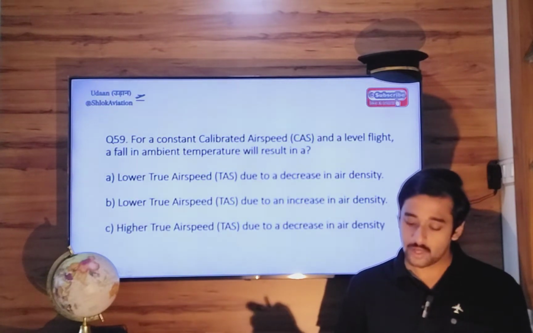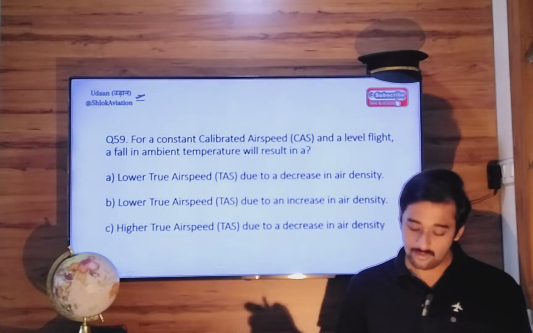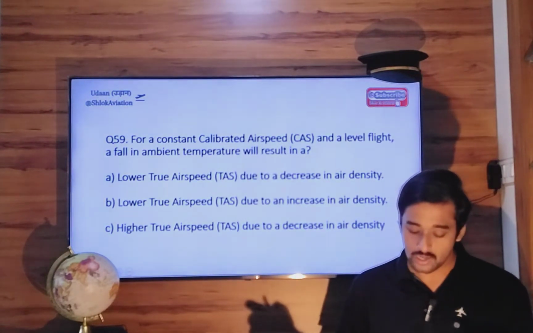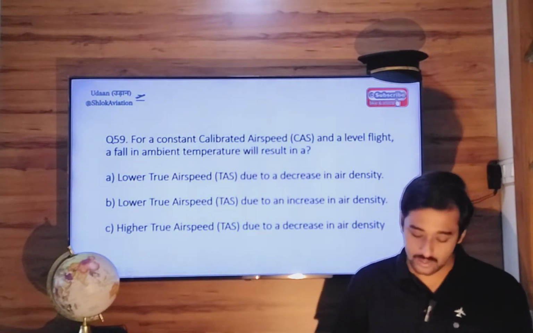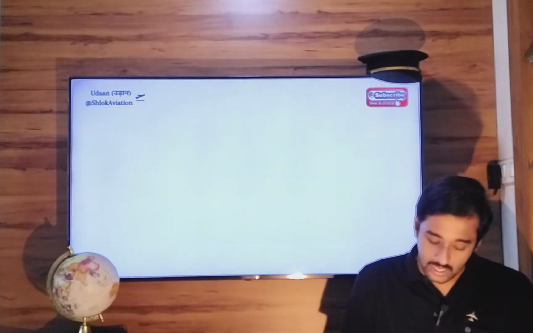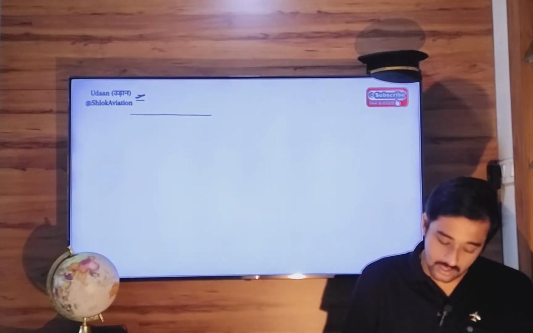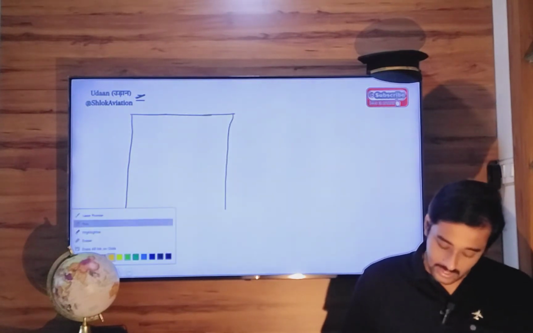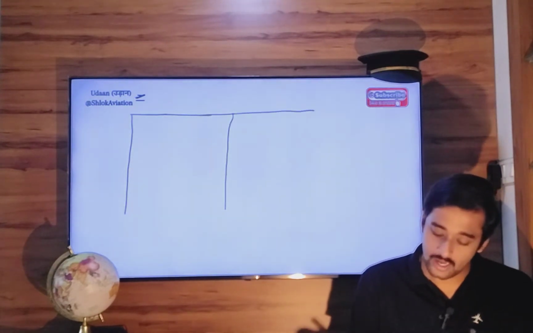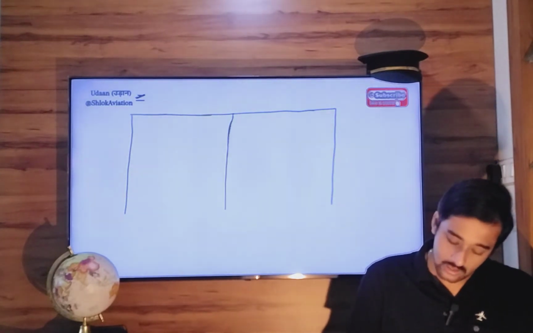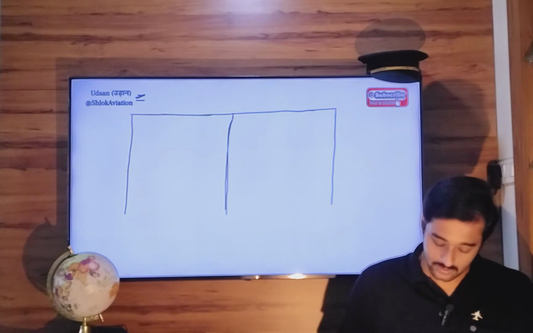For a constant calibrated airspeed in level flight, a fall in ambient temperature or outside temperature will result in what kind of true airspeed? That means you're flying at a constant altitude, let's say 10,000 feet. Initially you're flying in a warm air mass, and then you suddenly enter a cold air mass.